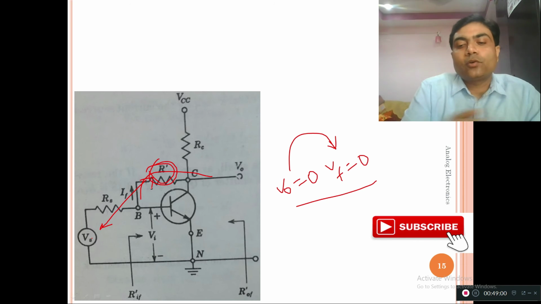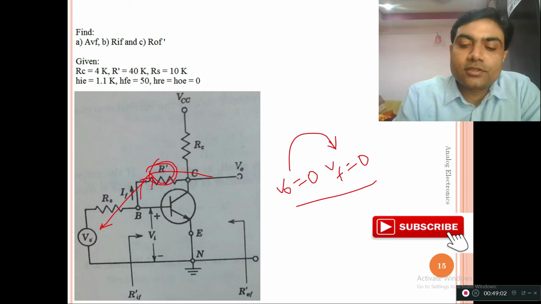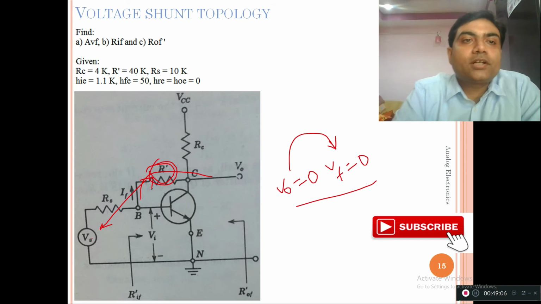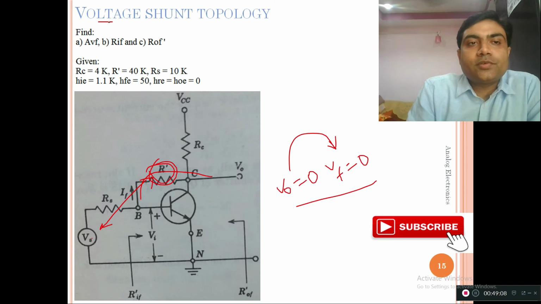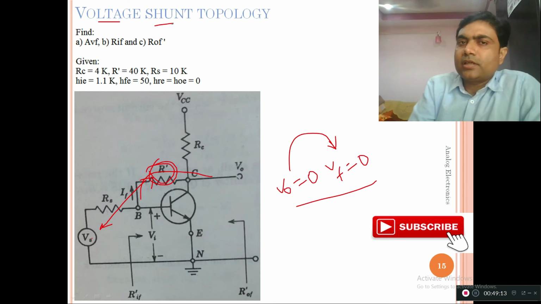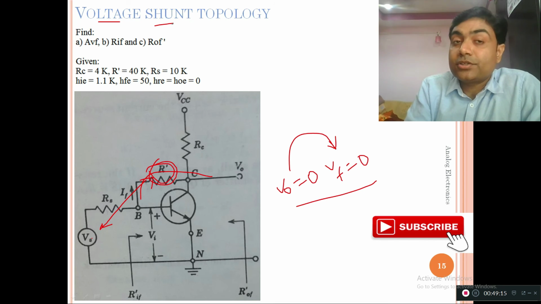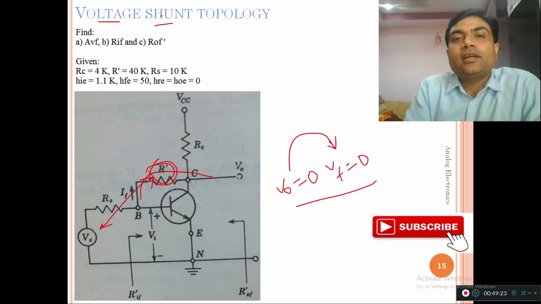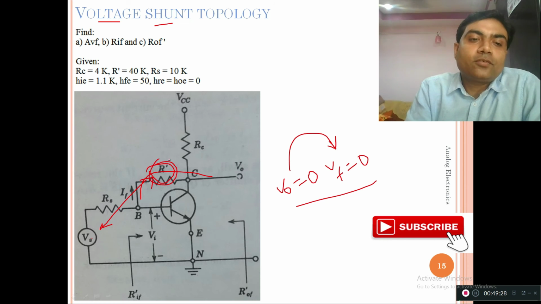So what kind of configuration is this? This is the voltage shunt configuration. Voltage is at the output side, and shunt means mixing is done at the input side, and since it is shunt, it is going to be in current form. So V upon I is nothing but R. So we are calculating RM and RMF over here. So this is nothing but the example of a transresistance amplifier.